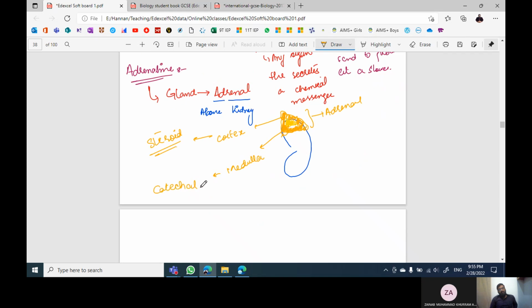It releases a family of chemicals, the general name of the family is catecholamines. Two types of chemicals are released from the medulla. Sorry, a single family, but there are two subtypes of catecholamines. One is adrenaline, and the other one is noradrenaline. So these are grouped under this single word catecholamines. So the cortex is dedicated for the steroids.